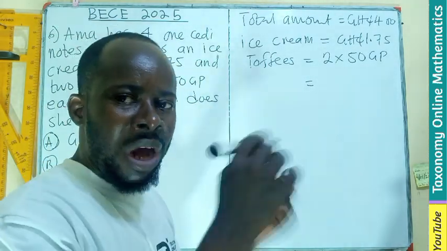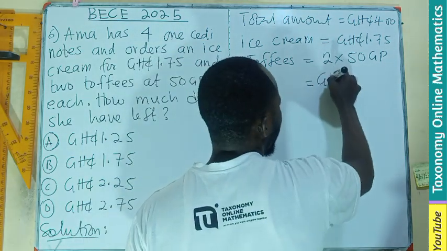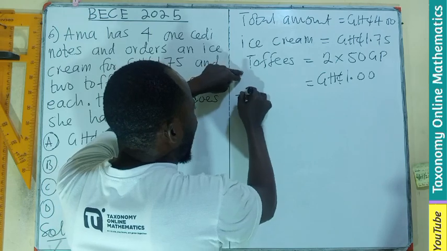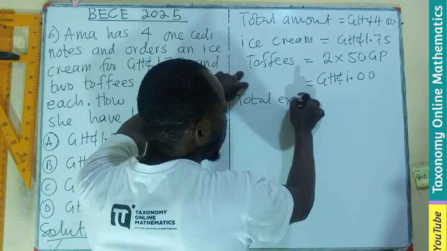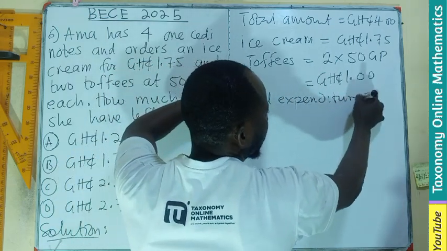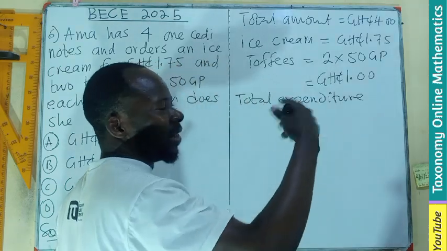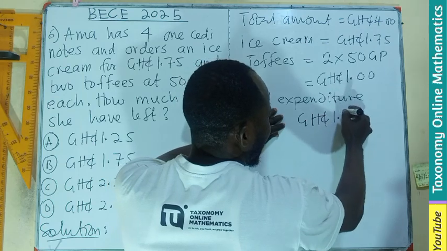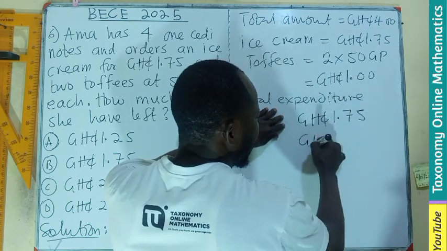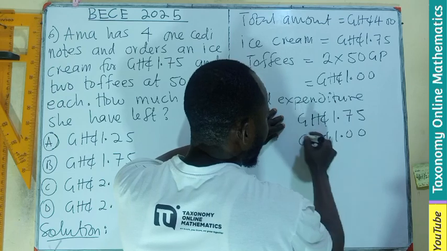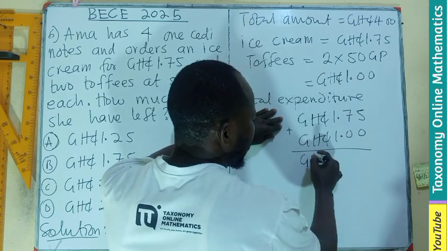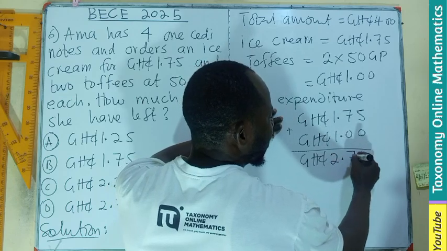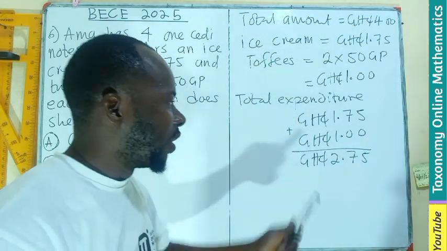100 Ghana pesos is 1 Ghana cedi, so that gives you a total of 1 Ghana cedi. So we can say total expenditure. Expenditure simply means amount spent, right? It is going to be a total of 1 Ghana cedi 75 pesos and 1 Ghana cedi. When we add this together, this is going to give you 75, so 2 Ghana cedis 75 pesos. So this is what she spent.